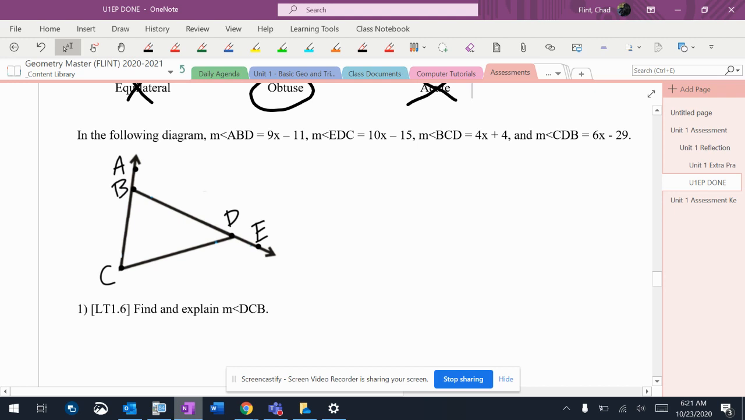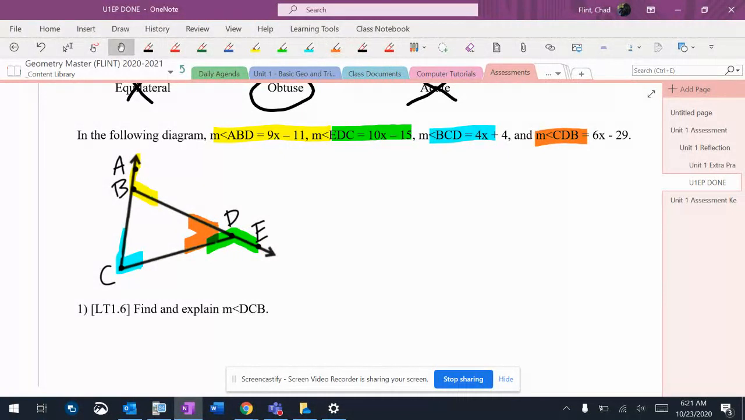All right, so this one, when I've put it together, I made a new diagram. I've used the same diagrams over and over for this problem, but I want it to be different. So let's make sure we know where the angles are. ABD is right there. EDC is right there. BCD is right there. And CDB is right there. So there's my angle. Now, I have exterior angles, but I've got two of them.